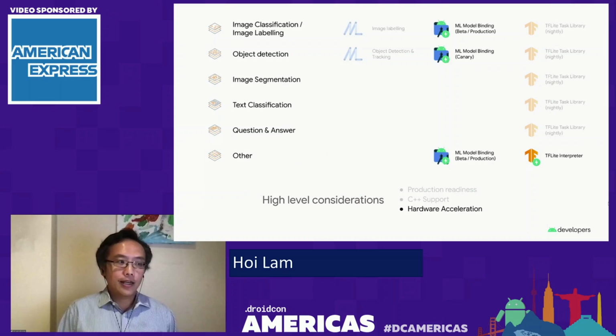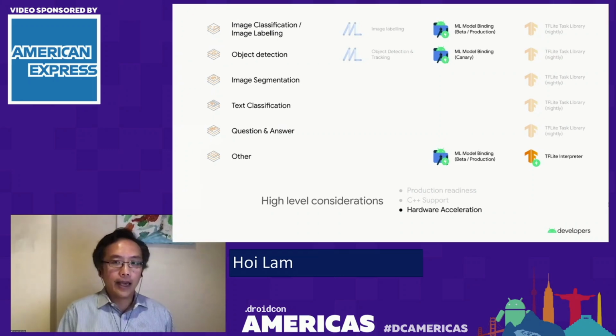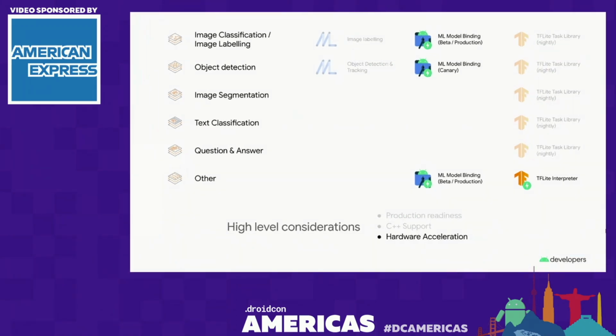And last but not least, hardware acceleration. At the moment, the ML model binding as well as the TF-Lite interpreter do support acceleration. For the TF-Lite task library as well as MLKit, both teams are looking at how they can support hardware acceleration, and hopefully we will come back at some future day to tell you that it is available. But for today, for hardware acceleration, you need to choose either ML model binding or the TF-Lite interpreter.